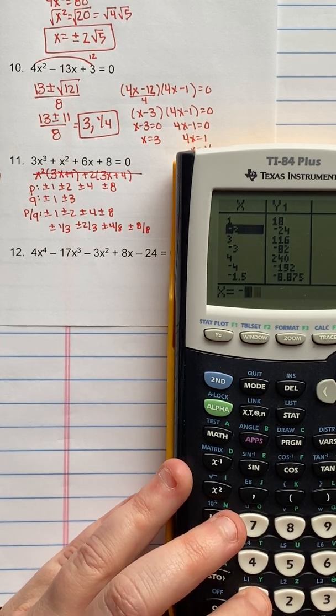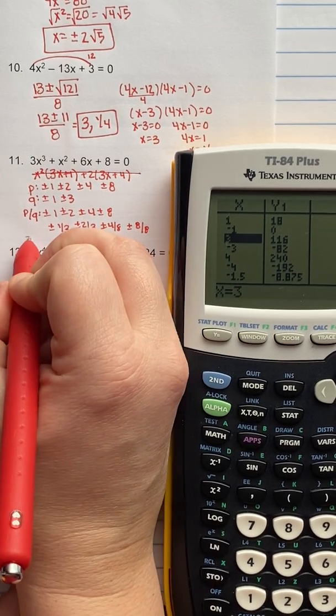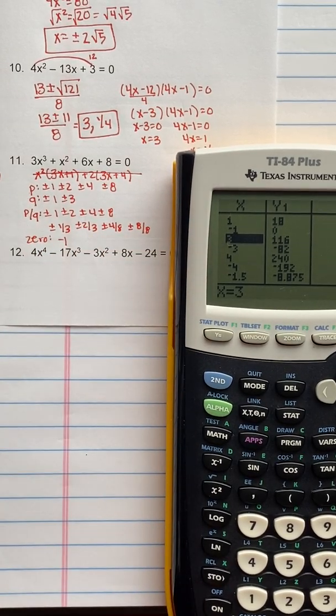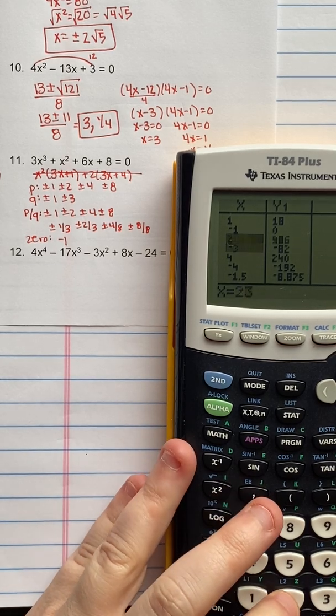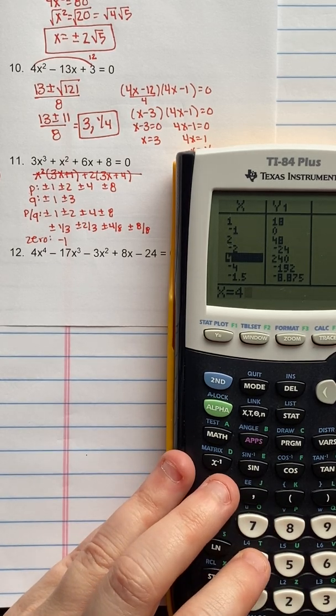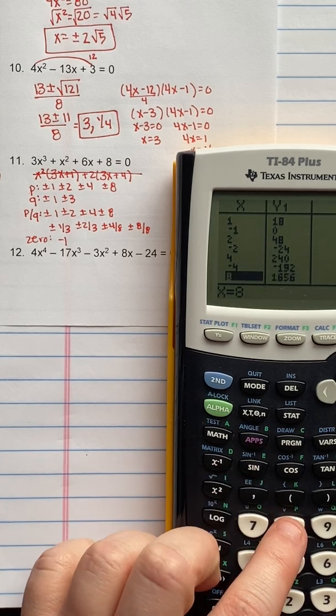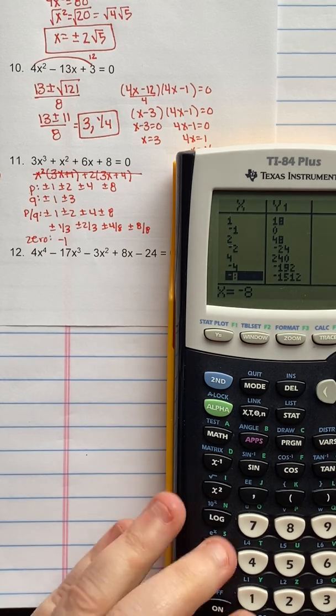1 does not work. -1 does work. So I'll come down here, write 0, and put -1. Now, if I can get 3 of them out, then I'm done. If I can't, then I've got to go into synthetic division. All right, so 2 doesn't work, -2 doesn't work. 4, no. -4, no. 8 does not work. -8 does not work.